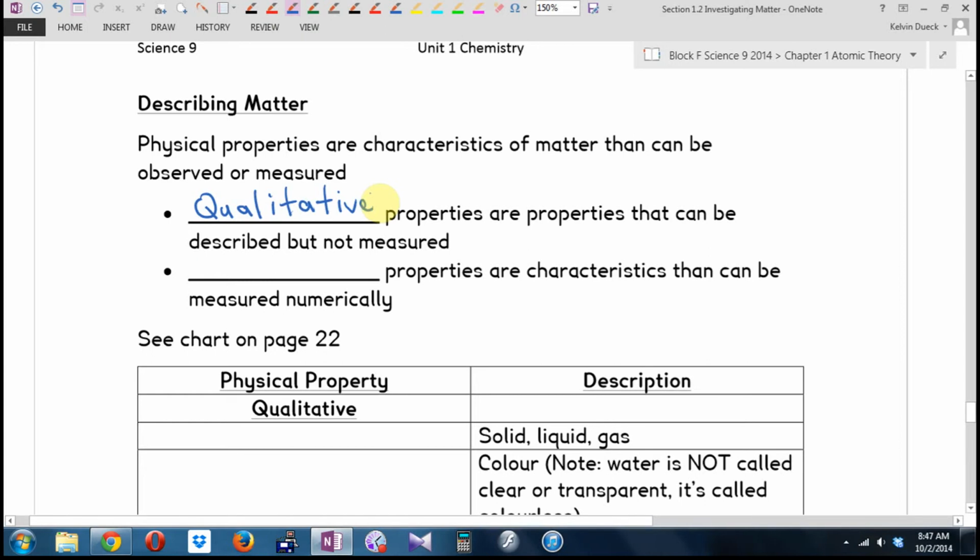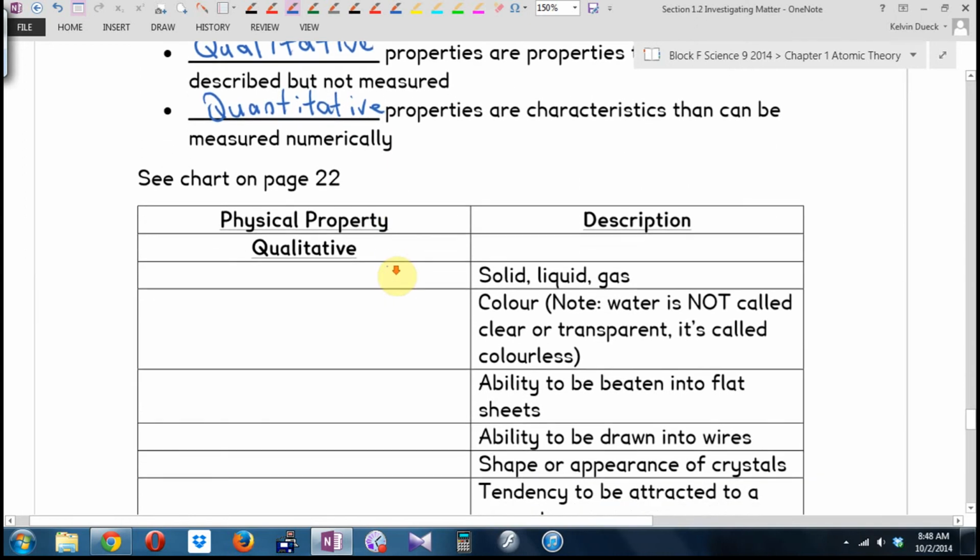Yeah, okay, anyways. These are properties that can be described but not measured. You can't put a number on it. And then, hey, what was the other one? We had qualitative, and do you remember the other word that began with a Q? Quantitative. Nice. These ones can be measured numerically. I know that the word quantity means how many. That's how I remember, it can be measured, you can count it. Quantitative. Qualitative is not quantitative. That's kind of how I remember these.